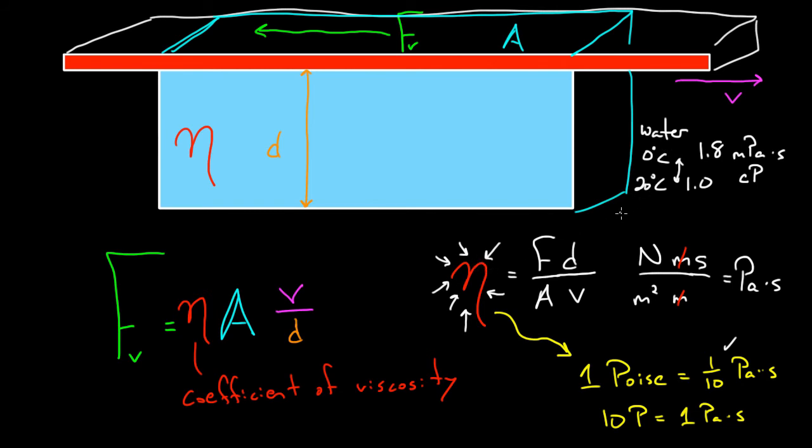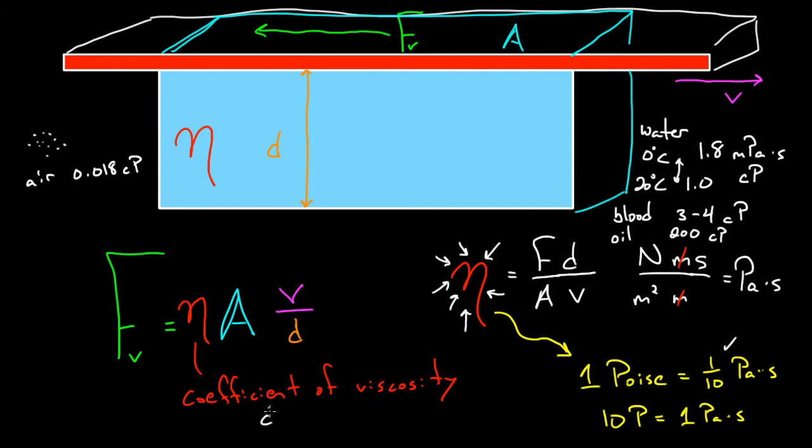Blood typically has a viscosity between 3 to 4 millipascal seconds, or centipoise. And then engine oil can have viscosities in the hundreds, around 200 centipoise. And then gases would have viscosities that are even less. Air has a viscosity of around 0.018 centipoise.